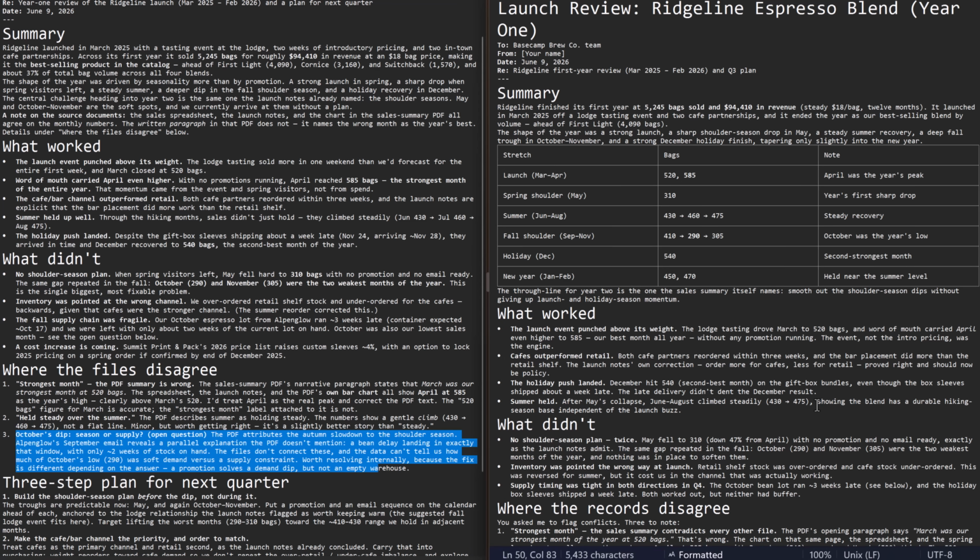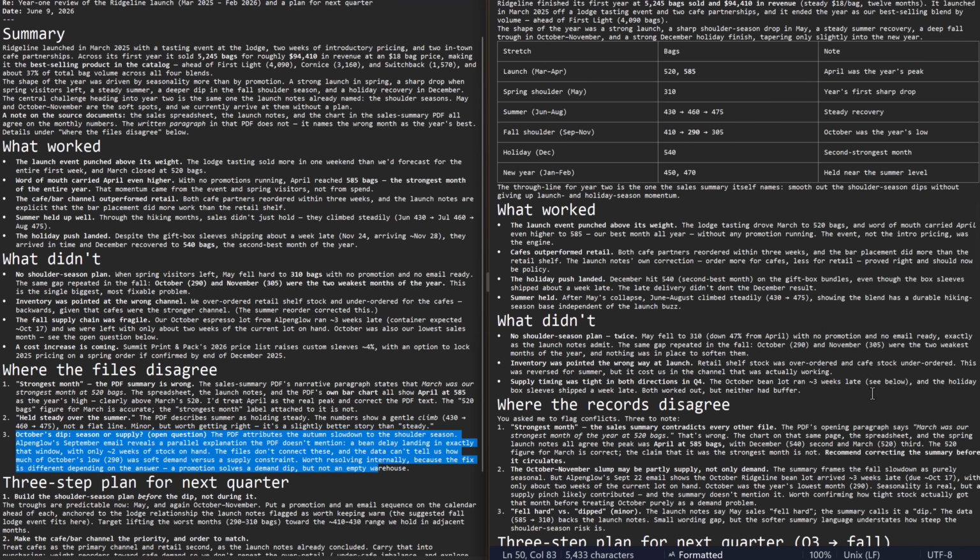Fable had the best single insight on the other side. It pointed out why the March error actually matters: the real peak came from the word of mouth and the cafes, not a paid promotion. So that changes where you'd spend next year. But Fable's memo also has the only wrong number in either document.